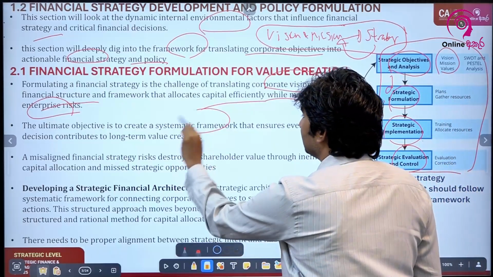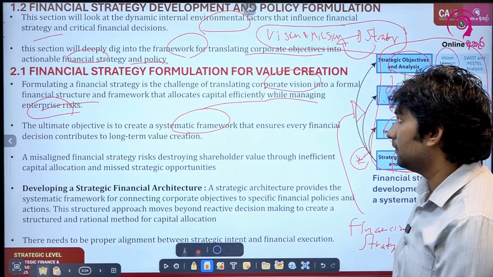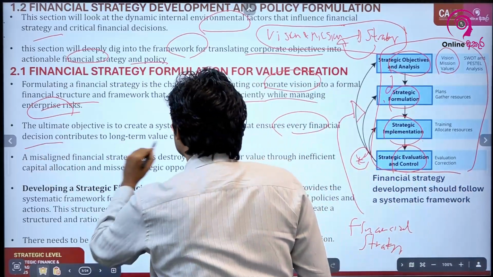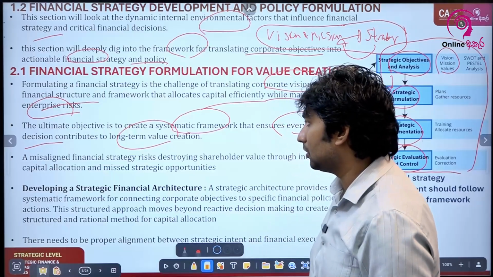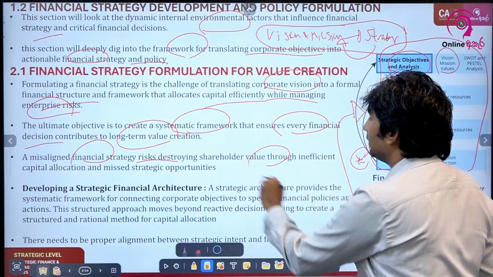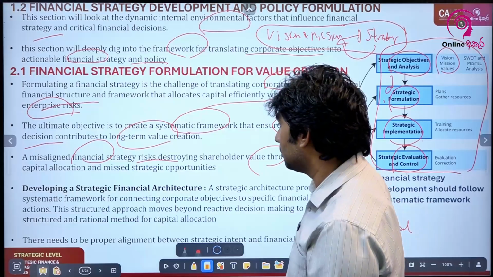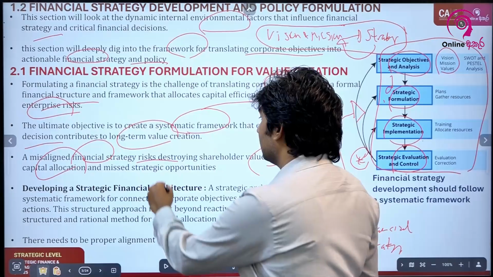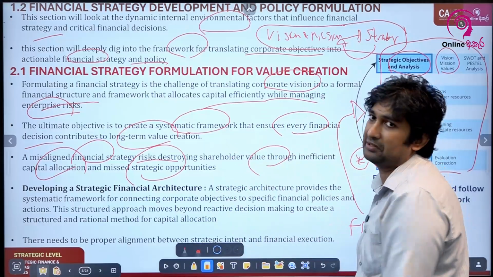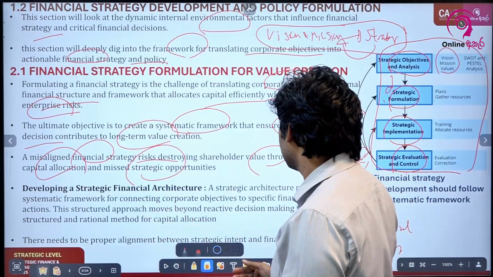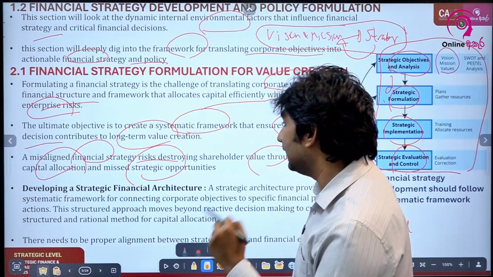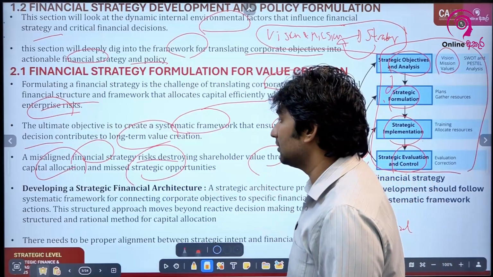The ultimate objective is to create a systematic framework. There needs to be a logical, rational method when you develop financial strategy, because at the end of the day, every financial decision should contribute to shareholder wealth maximization or long-term value creation. If your financial strategy is misaligned, then there is a risk of shareholder wealth not being maximized due to mistakes in capital allocation and missing strategic opportunities. If your strategic objectives are something else and your financial strategy is something else, if there is a clear divergence, then you are not maximizing the wealth and value for your shareholders, and that can lead to incorrect business decisions that are not in line with the strategic philosophy of the organization.